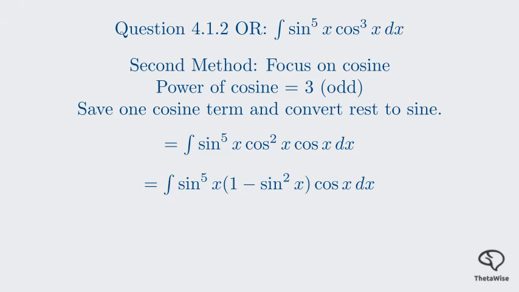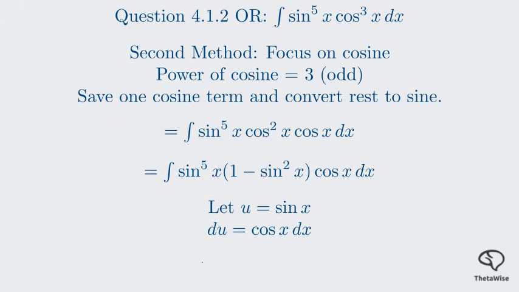This time, we'll let u be sine x. Let u equal sine x. Then du is the derivative of sine x, which is cosine x times dx. We can now substitute into the integral. The integral becomes the integral of u to the 5th times 1 minus u squared du.